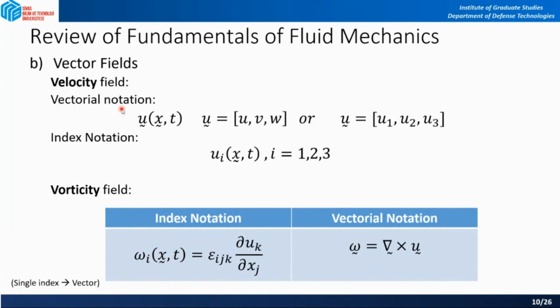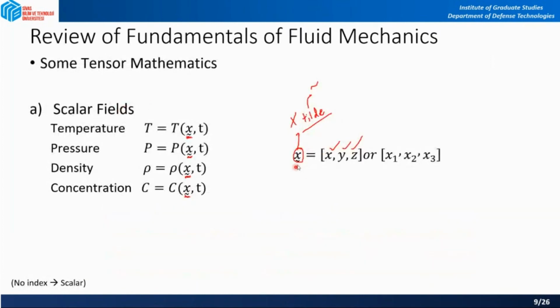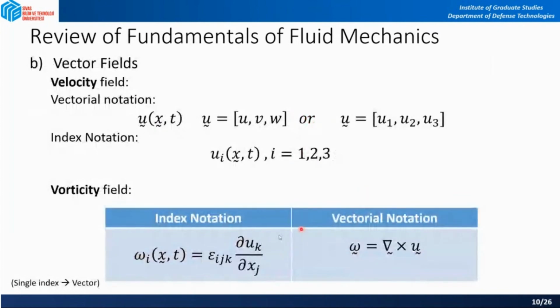So the second type of field is the vector field. Vector fields, unlike scalar fields, need three different values. So in here, for example, x tilde, which is a vector field of a space, needs x, y, and z, or x1, x2, and x3 values. Here, for example, velocity is a vector field. So if I write it in a vectorial notation, I put u tilde. U means velocity and tilde means vector. So this u tilde is a function of space and time.